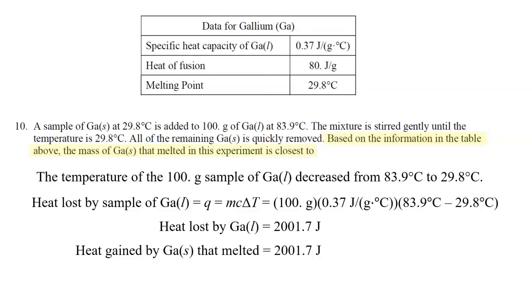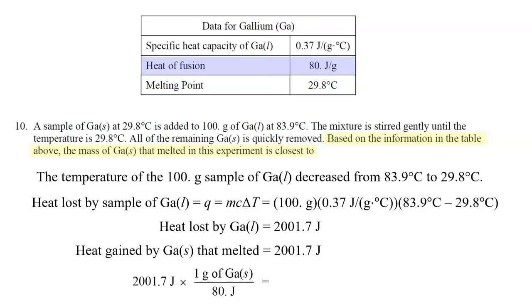Now, in the data table, it says the heat of fusion is 80 joules per gram. So what that means is that it takes 80 joules to melt 1 gram of gallium. So if there's 2001.7 joules of heat transferred to the solid gallium, I'm going to divide by 80 because there's 1 gram of solid gallium for every 80 joules required to melt that solid. And so 2001.7 divided by 80 will give me the number of grams of solid gallium that melted in this experiment. And that's what we're trying to find in question 10.